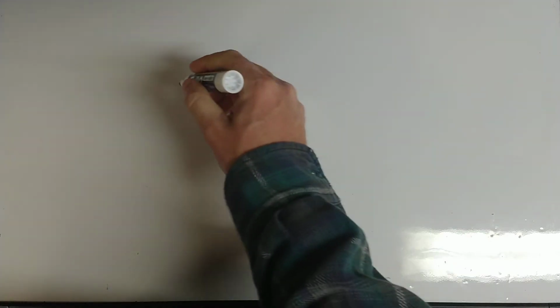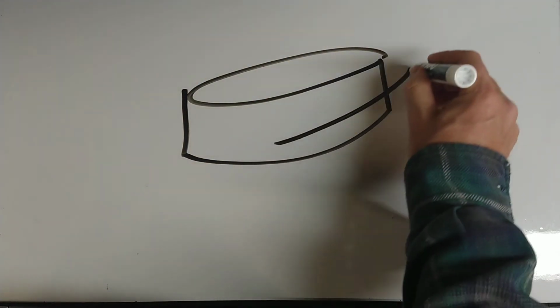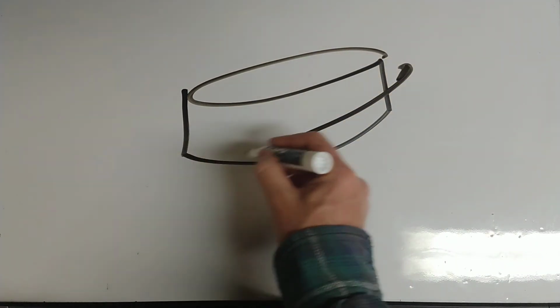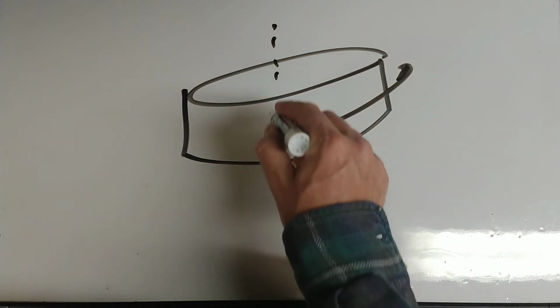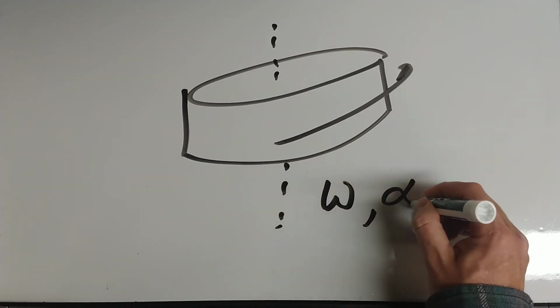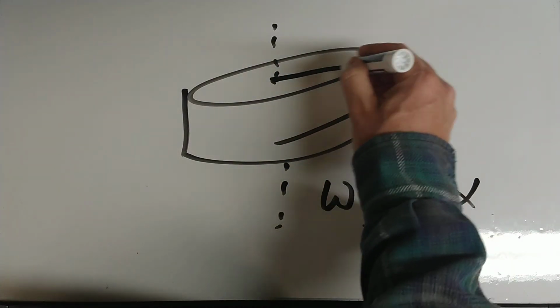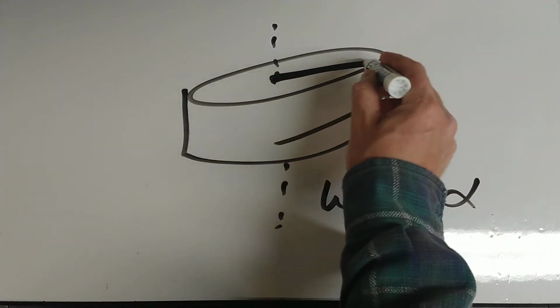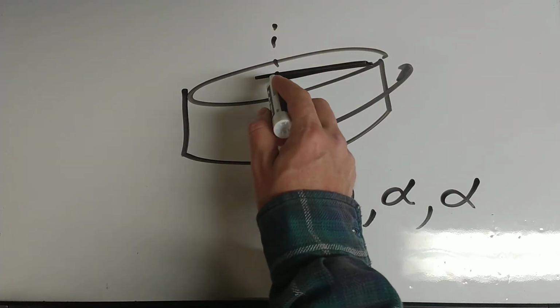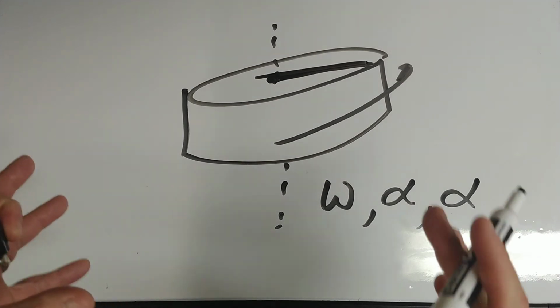You have to understand that when you have, let's say, a disk rotating, every particle of that disk has the same omega, alpha, and theta that it's turned through. It doesn't matter what the radius is. Everything in the disk is rotating at the same rate.